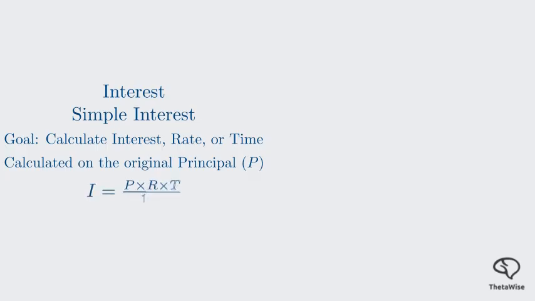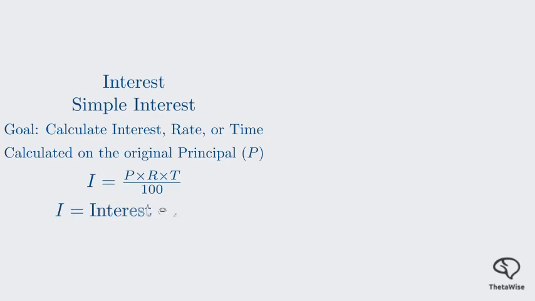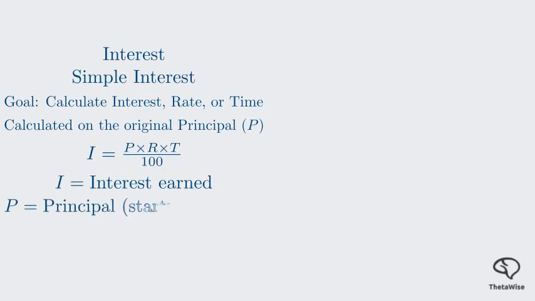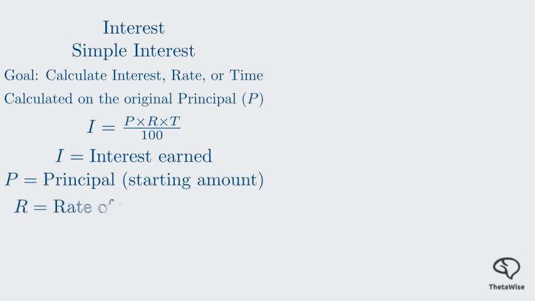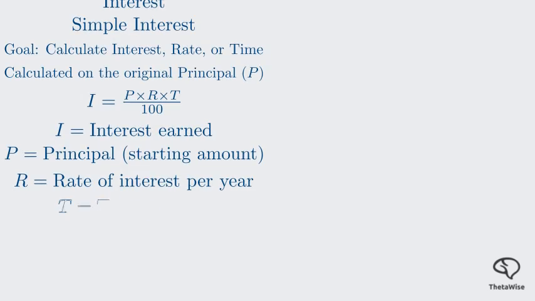The formula you need to remember is I equals PRT over 100, where I is the interest earned, P is the principal or starting amount, R is the rate of interest per year, and T is the time in years.